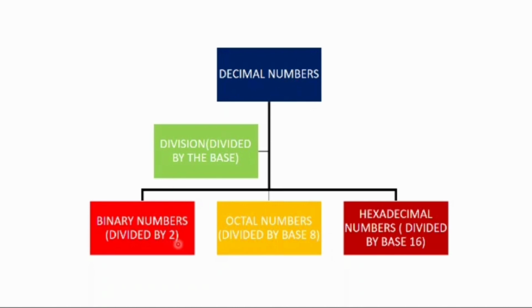So binary you divide by 2, because binary's base is 2. Octal's base is 8. And hexadecimal you divide by 16, because hexadecimal's base is 16. So that's the simplest and easiest way to remember this.